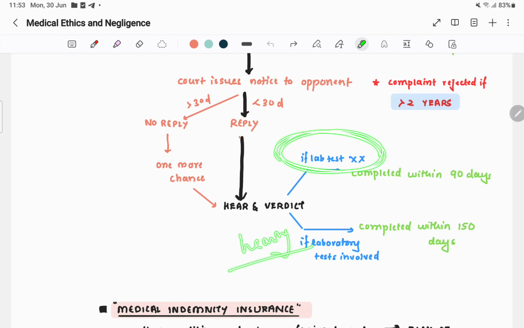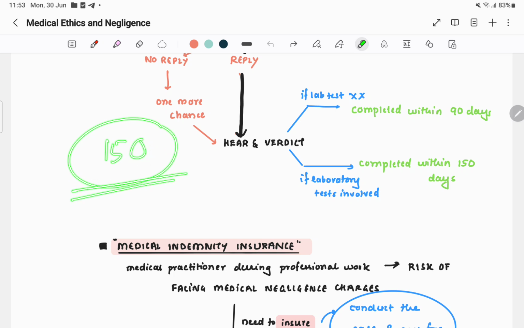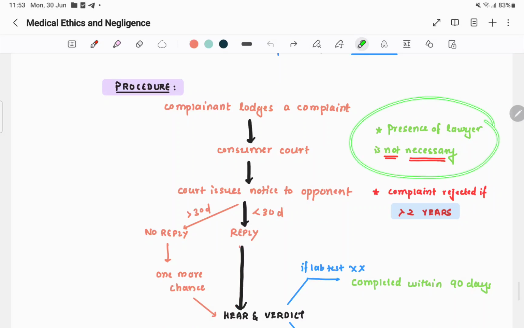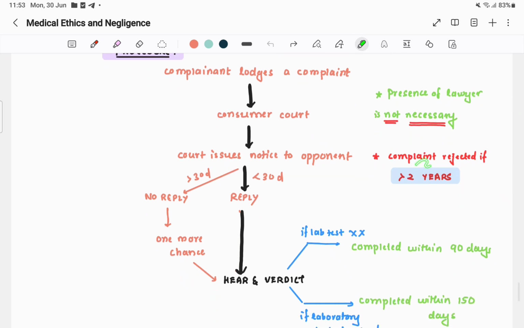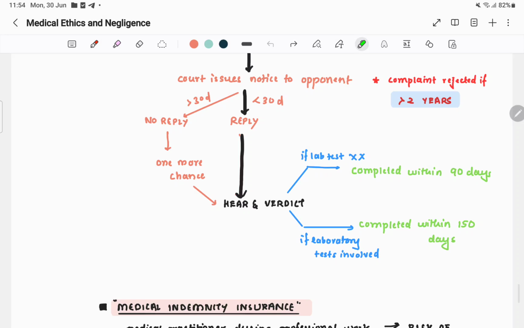If the lab test is not involved, the hearing will be completed within 90 days, and if lab tests are involved, then it must be completed within 150 days. So the maximum duration the court will take is 150 days. The presence of a lawyer is not necessary; you can give evidence yourself. A complaint will be rejected if it is filed after more than 2 years. This is called the limitation period.